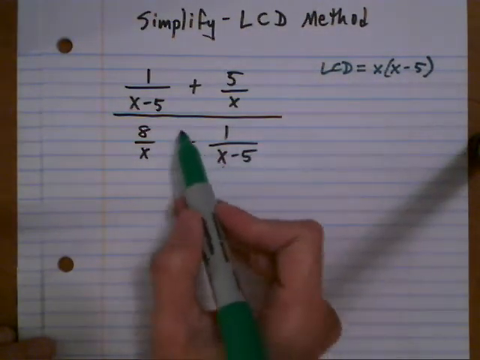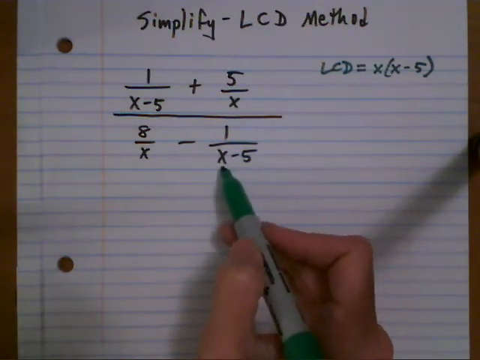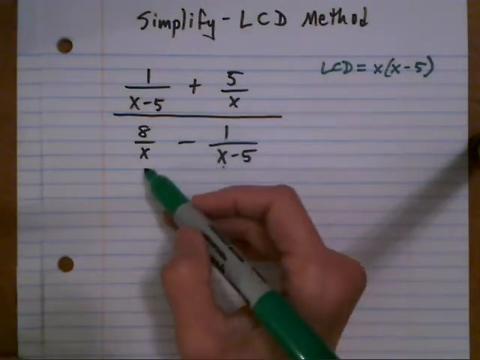So even though we see x minus 5 showing up twice, it's one factor and it shows up the most one time in any denominator, so only take it once. And same with the x.